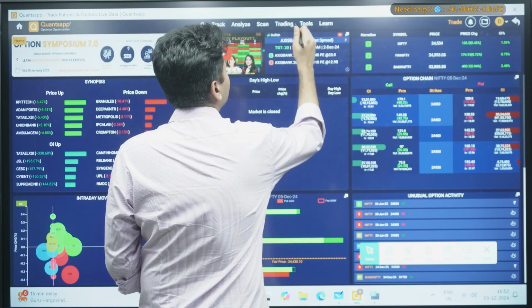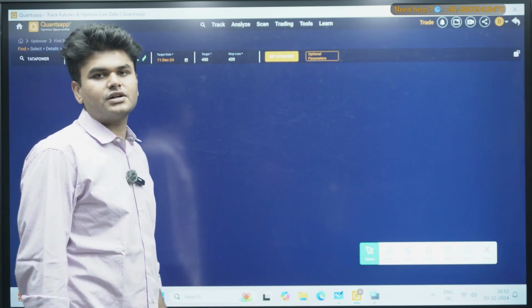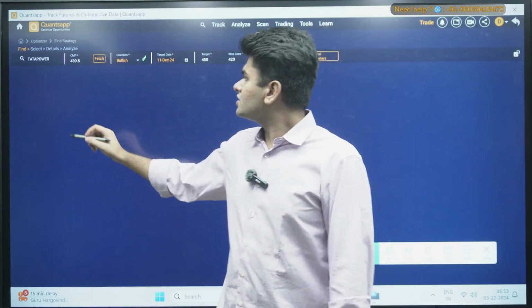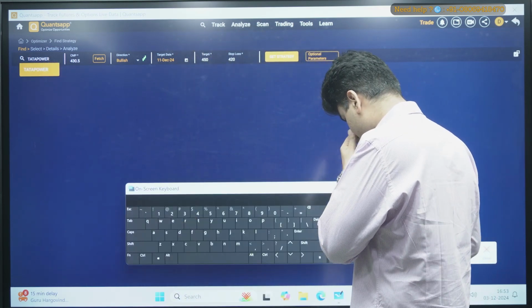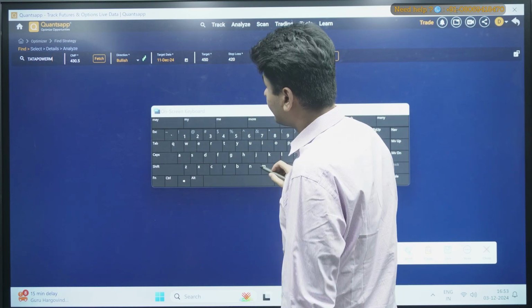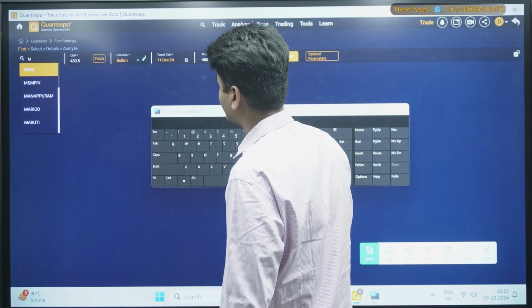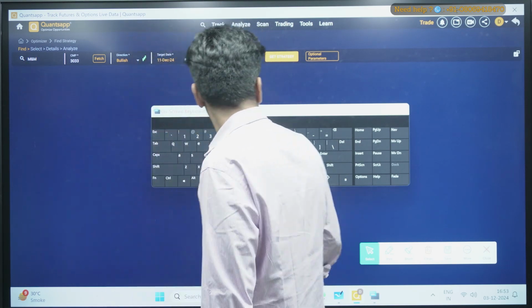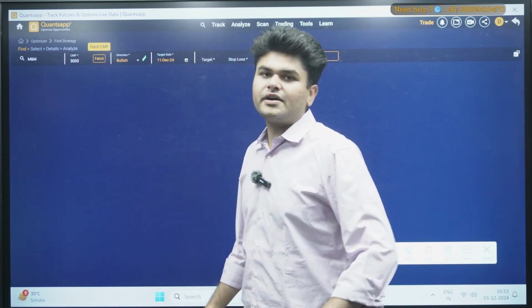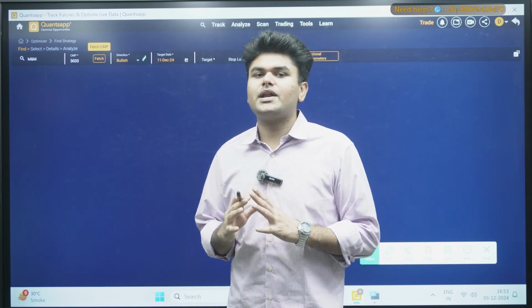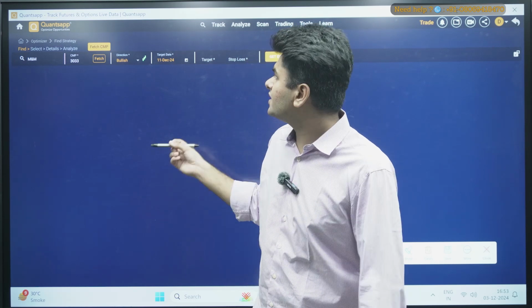Let's just suppose we want to make a 4-leg strategy. Let's suppose we have a range bound expectation from a stock. So let's take M&M. M&M is at around 3033, but the expected range for M&M is around 2900 to 3100. So we have the range already pre-decided by us.